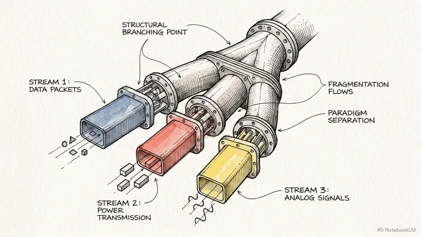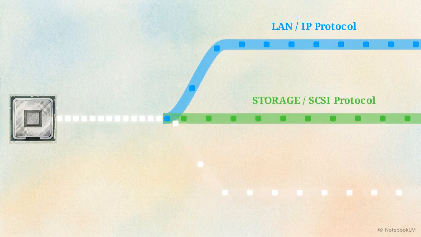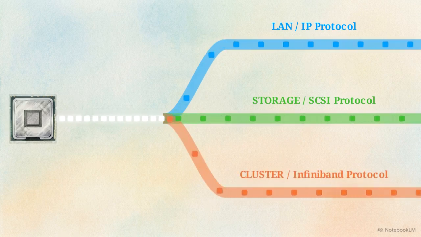Once data leaves those host adapters, it fragments. The unified flow of the system bus breaks apart into 3 distinct competing traffic paradigms. These 3 lanes are local area networks running the IP protocol, storage networks running the SCSI protocol, and cluster traffic running on protocols like InfiniBand.